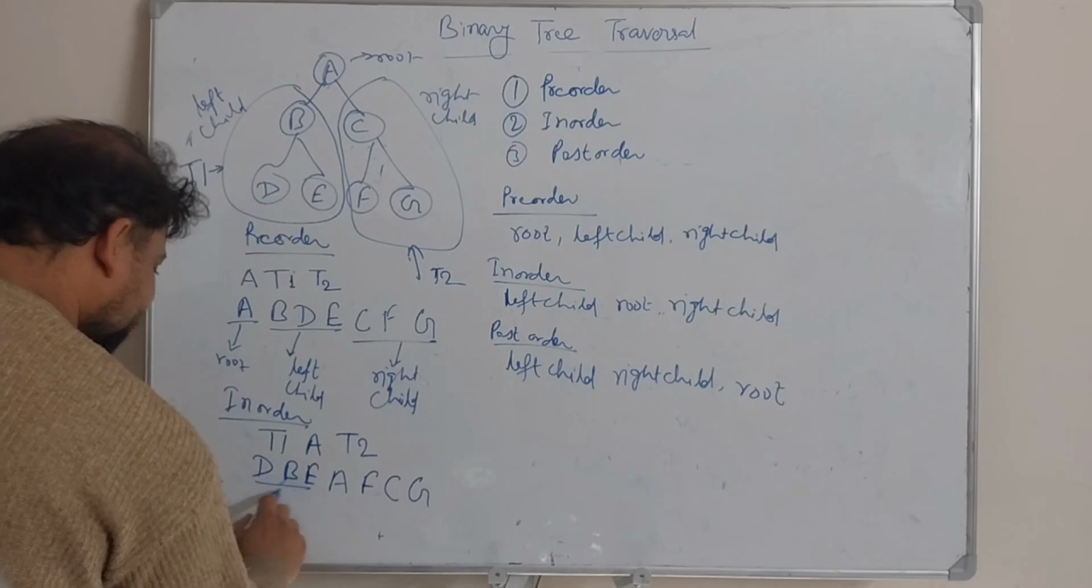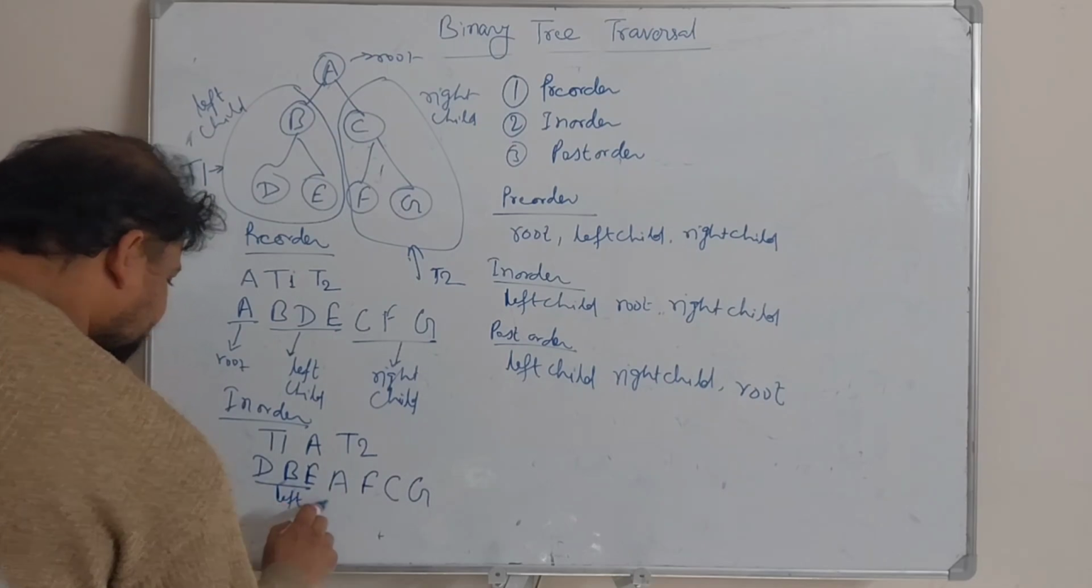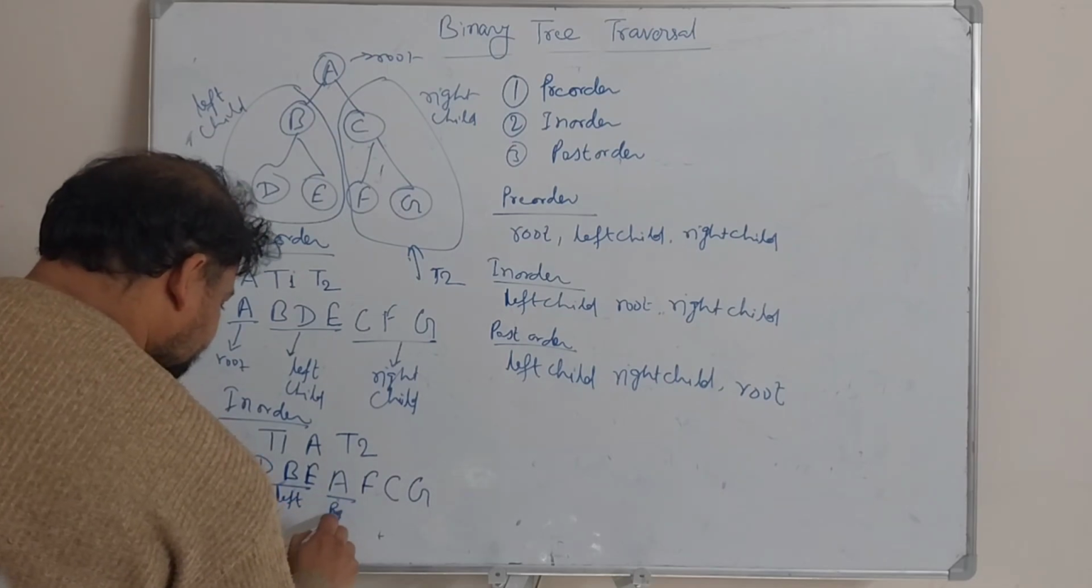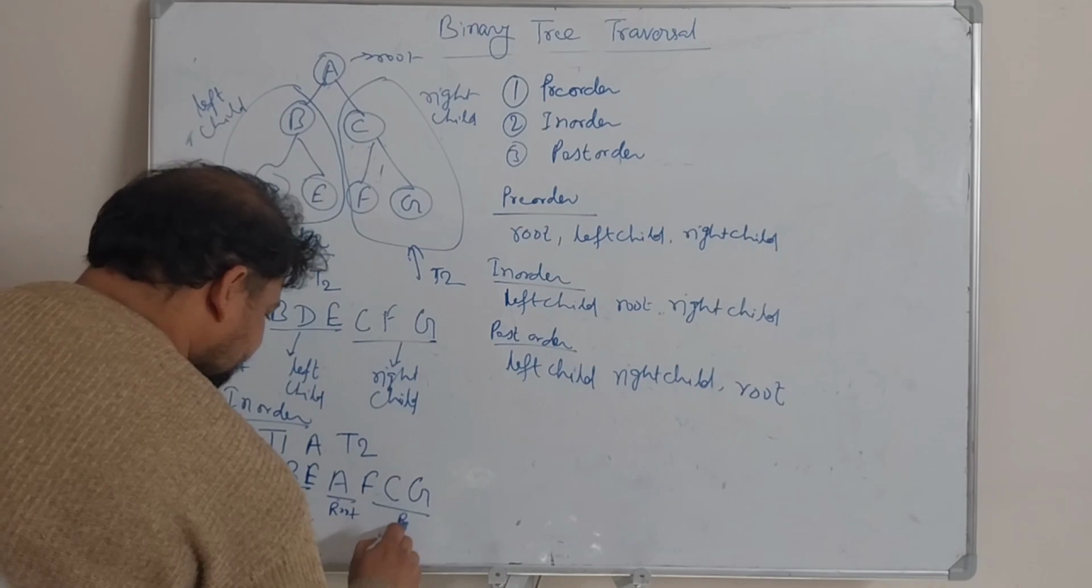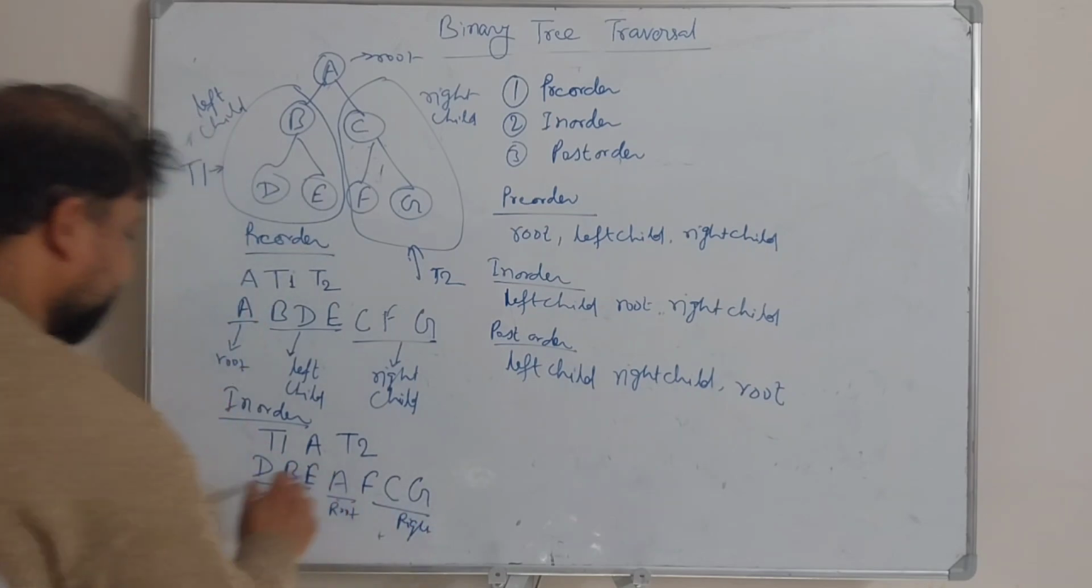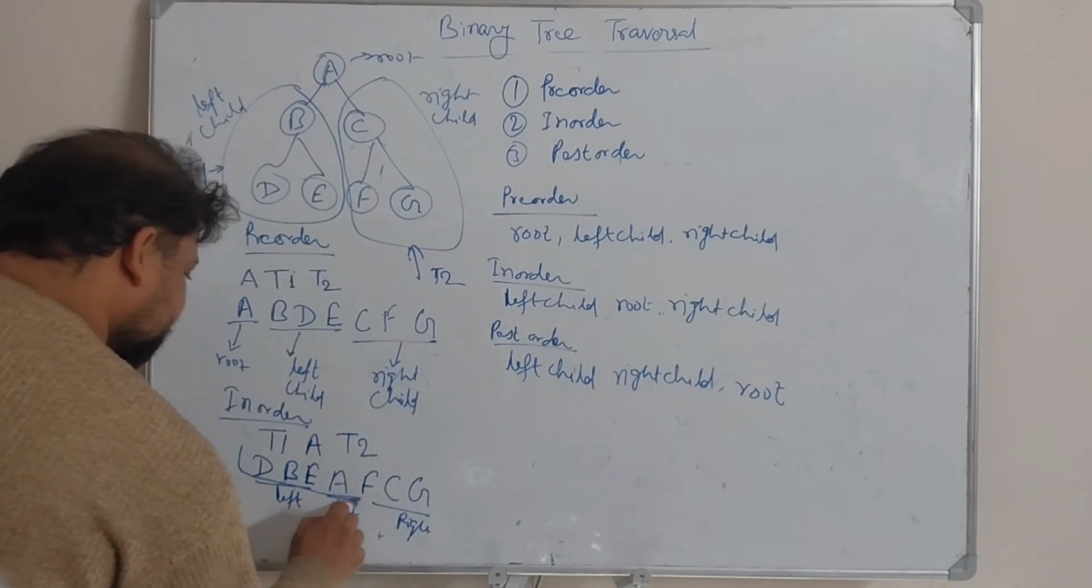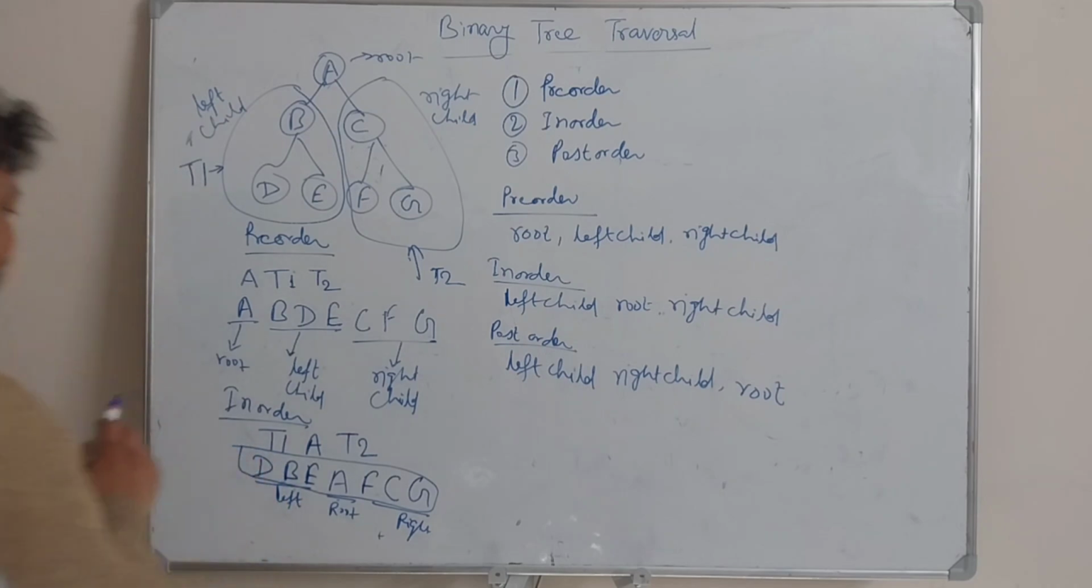You can check, this is your left, this is your root, this is your right, and this sequence is your in order traversal of this tree.